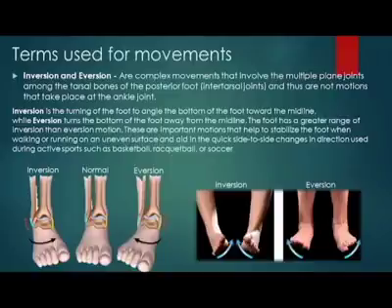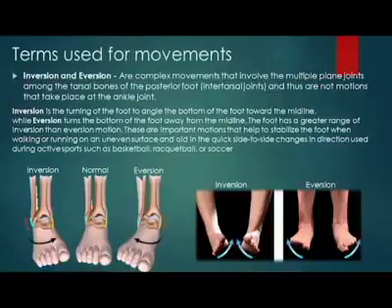Then the next is inversion and eversion. Inversion and eversion are very complex movements that involve multiple plane joints among the tarsal bones of the posterior foot. Those are intertarsal joints, and thus these are not motions that take place at the ankle joint. But what is inversion? It is a turning of the foot to angle the bottom of the foot towards the midline, while eversion turns the bottom of the foot away from the midline.